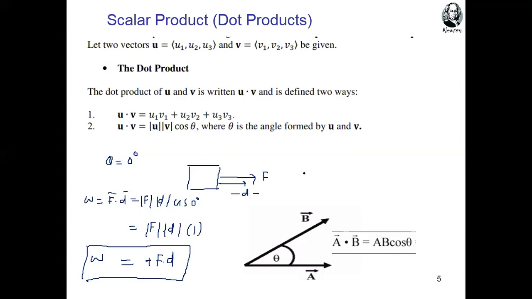Third case. Third case is actually when the angle is 180 degrees. So what will be the work done?